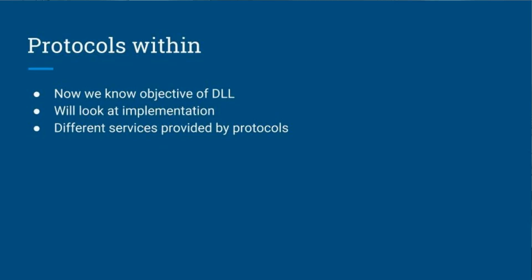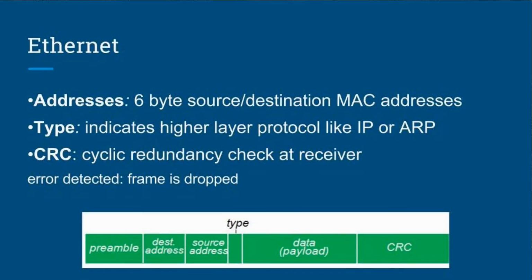Now I'm going to talk about the protocols that are within the data link layer. Now that we've covered what the main objectives of the data link layer are, which I will review real quick, they are to communicate with the physical layer, to communicate with the network layer, data framing, addressing, error detection, and flow control. So the first protocol we will look at, we'll go back to Ethernet.